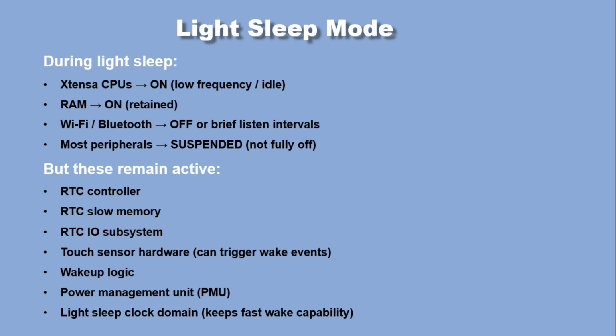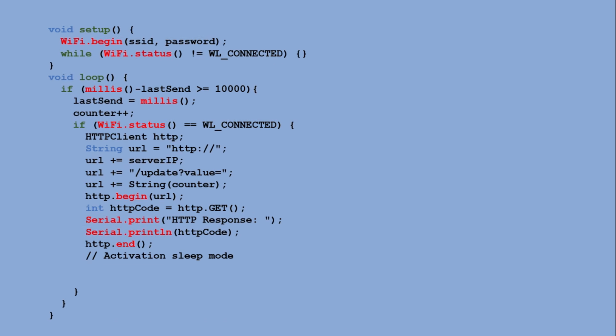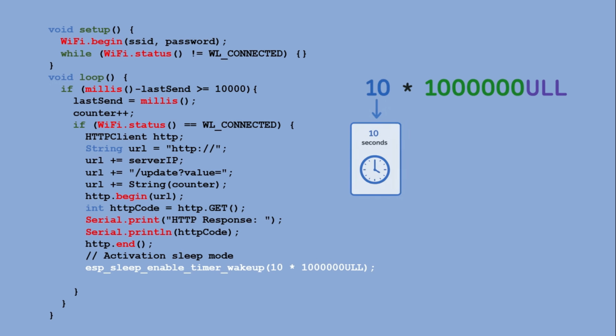So how do we activate the light sleep in our code? Here is the loop function of our transmitter. To enter light sleep, we only need 2 additional lines of code. First, we define the wake-up source for the microcontroller. For now, we will only use a timer as a wake-up source. The timer value is specified in microseconds. We want the ESP to sleep for 10 seconds.